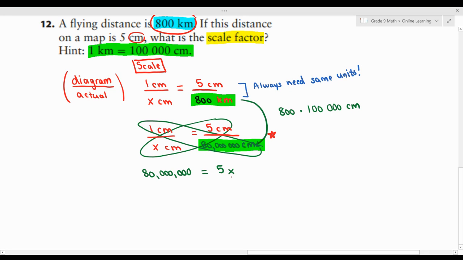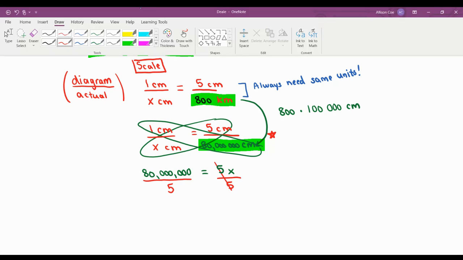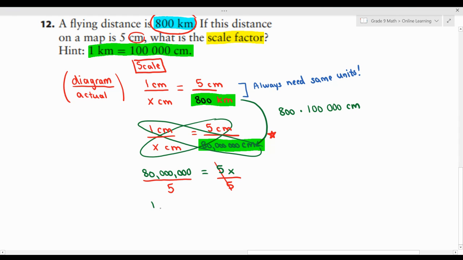The point is I'm trying to figure out the value for x, so undo the multiplication by 5. Those will cancel out. Make sure, balance, balance, balance. Whatever you do to one side, you have to balance the other side. 80 million divided by 5. This will end up being, colors to match, 16 million centimeters. So that's the value for x.